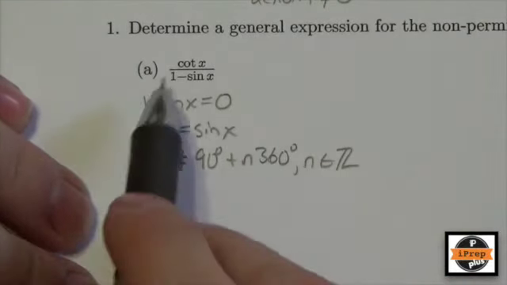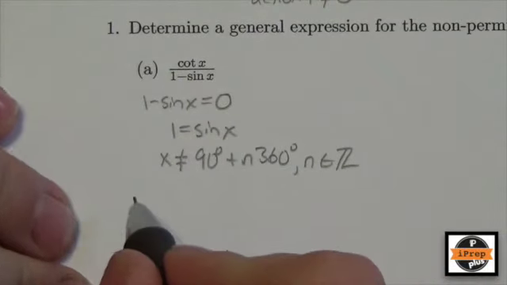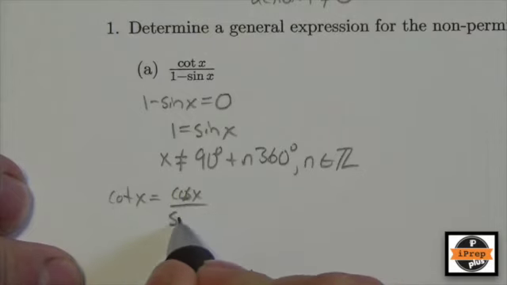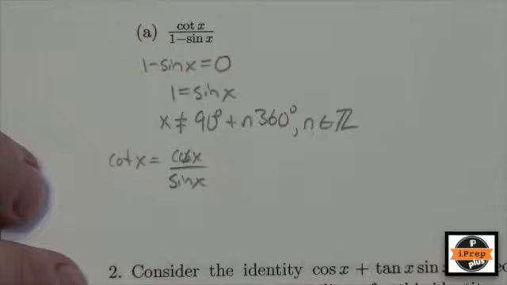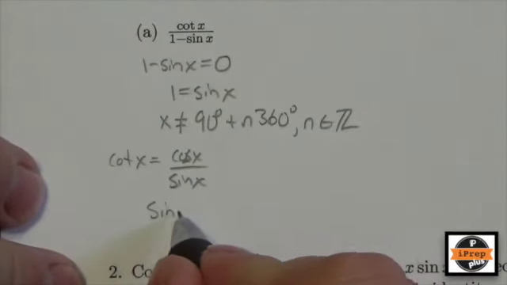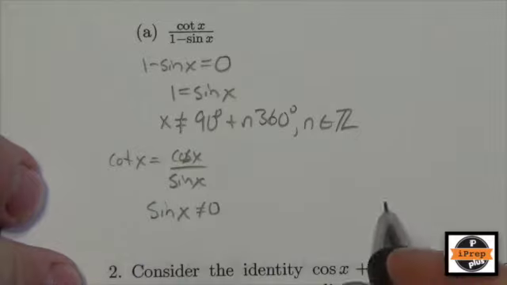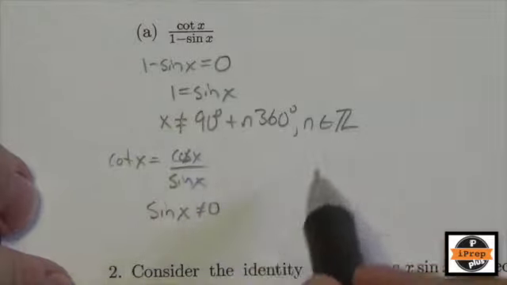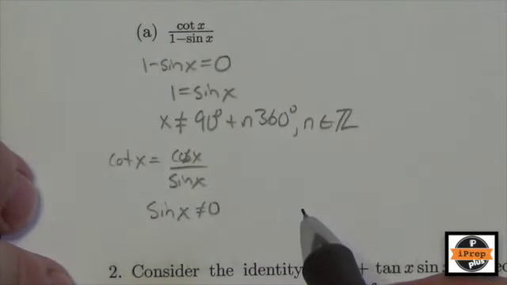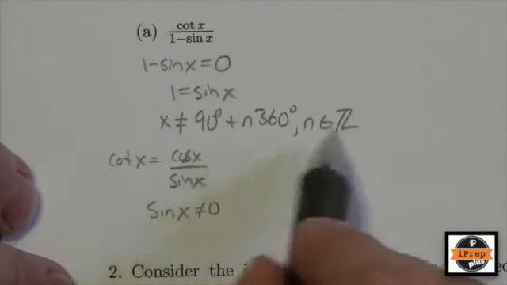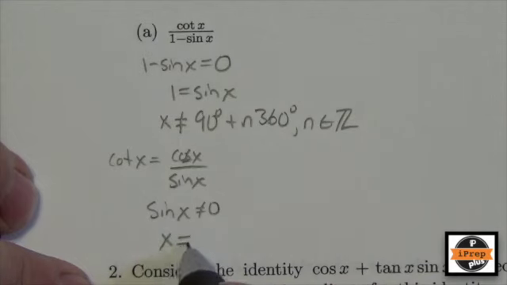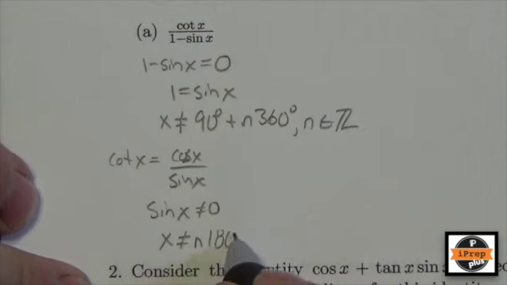The other set of non-permissibles comes from cotangent itself. Remember that cotangent of x is going to equal the cosine of x divided by the sine of x. Which means, in addition, I cannot allow the sine of x to go to 0. Now, where does the sine of an angle go to 0? Think about that unit circle. Where does the y-coordinate along that terminal arm go to 0? The answer is along the x-axis, either the positive or the negative x-axis. Which means I cannot allow x to be any multiple of 180 degrees.